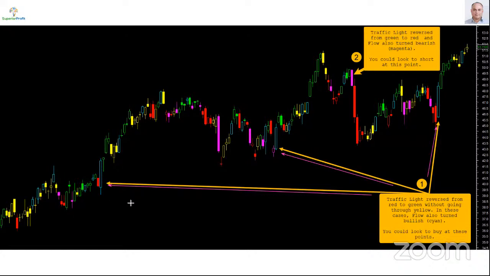And also in these three cases, price reversed from red to green. Cyan is a special case of green traffic light. So in all these three cases, price went up and traffic light color changed from red to green without going through yellow. So when that happens at a swing low, we are always looking for a buy setup.